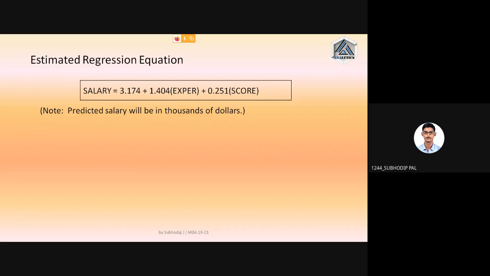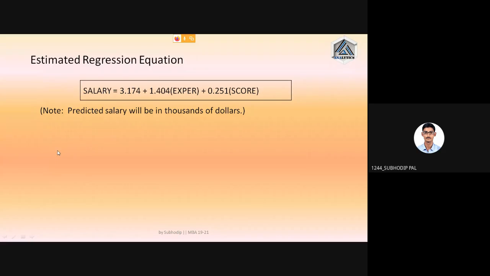How many interpretations can be possible here? Maybe one with respect to each of the variables, as in one with experience and one with score. Both variables together we won't interpret; there is no meaning of that. We can interpret one more thing, right? With respect to this constant value, if we keep the other two constant as well.